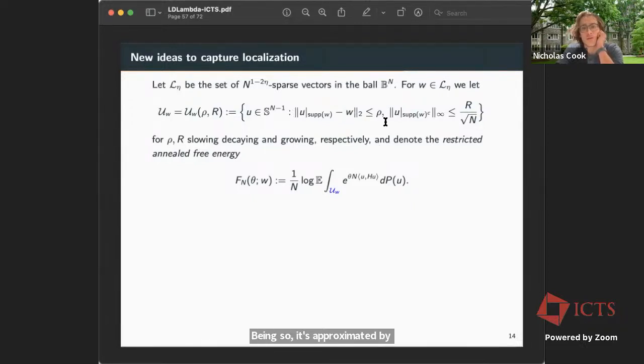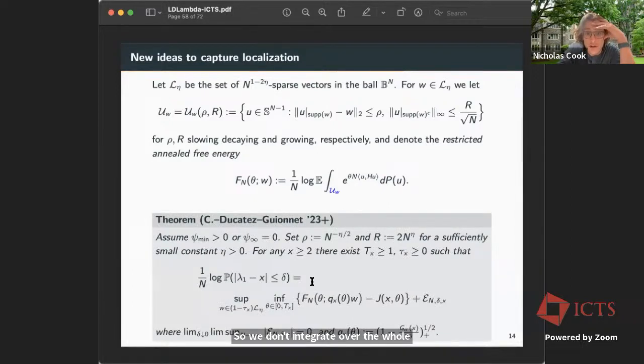So rho is some small parameter. It's going to zero slowly. And then outside of this, the vector is delocalized. So this is a slice of the sphere where the large entries of U are essentially given by W, and otherwise delocalized. And then we'll look at these so-called restricted annealed free energies. So we don't integrate over the whole sphere.